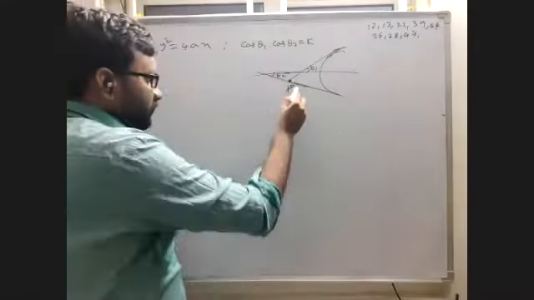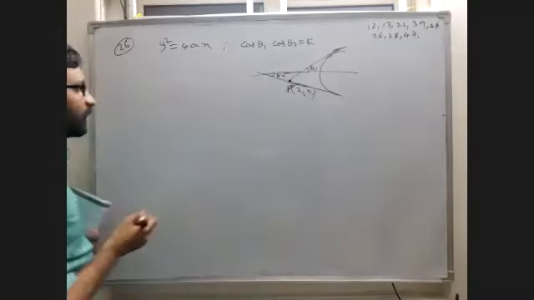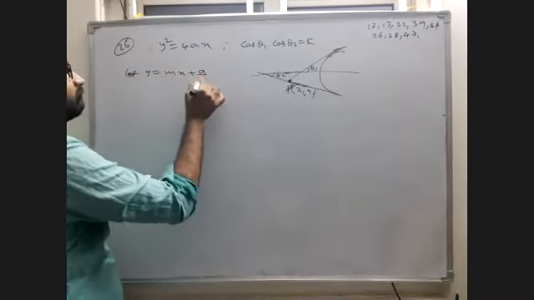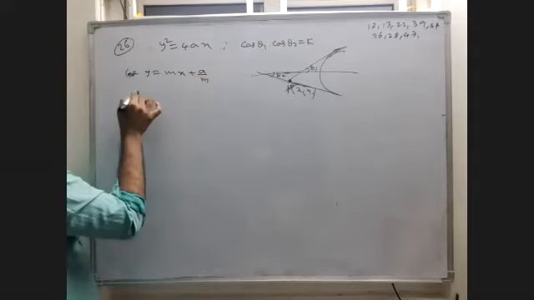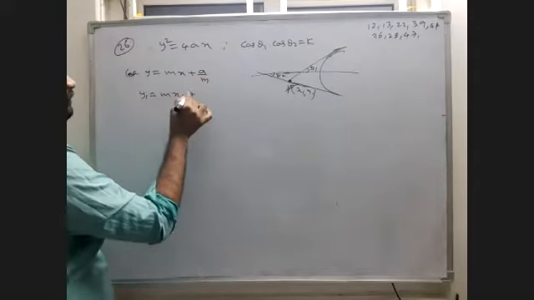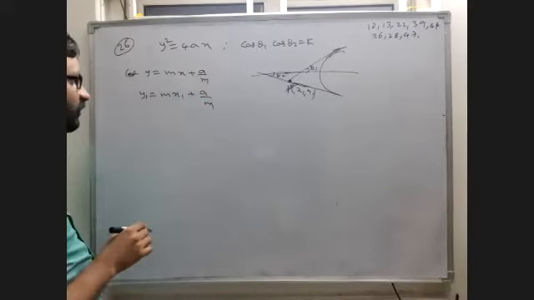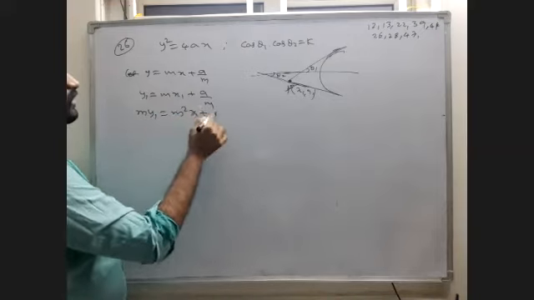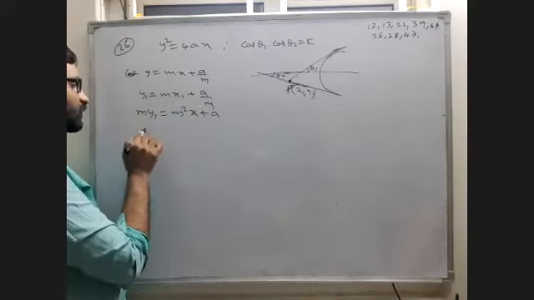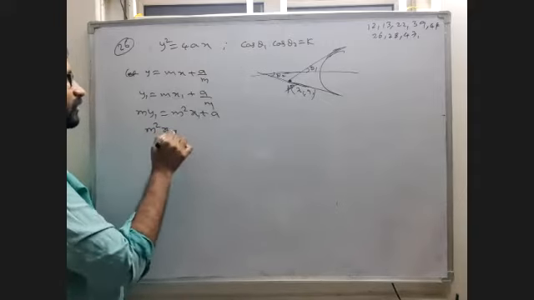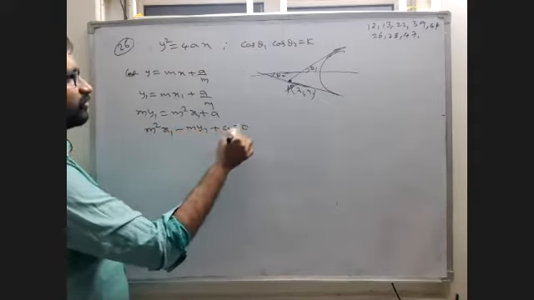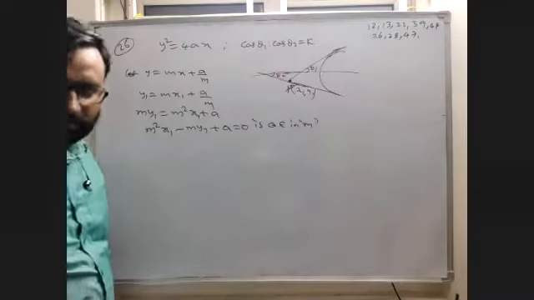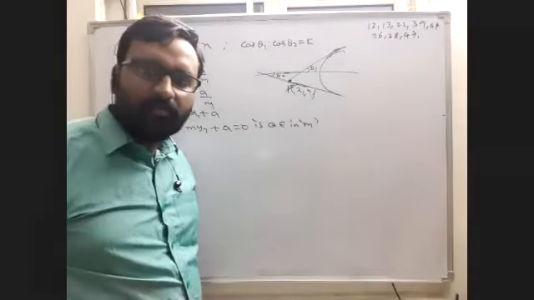This P locus is asked, let it be x1, y1. Let the tangent be y equal to mx plus c, that is a by m. The point of intersection is x1, y1, so y1 is equal to mx1 plus a by m. Now taking LCM with m, you will get m y1 is equal to m square x plus a. Now taking that side, m square x1 minus m y1 plus a is equal to 0, a quadratic equation in terms of m having two roots, that is m1, m2.